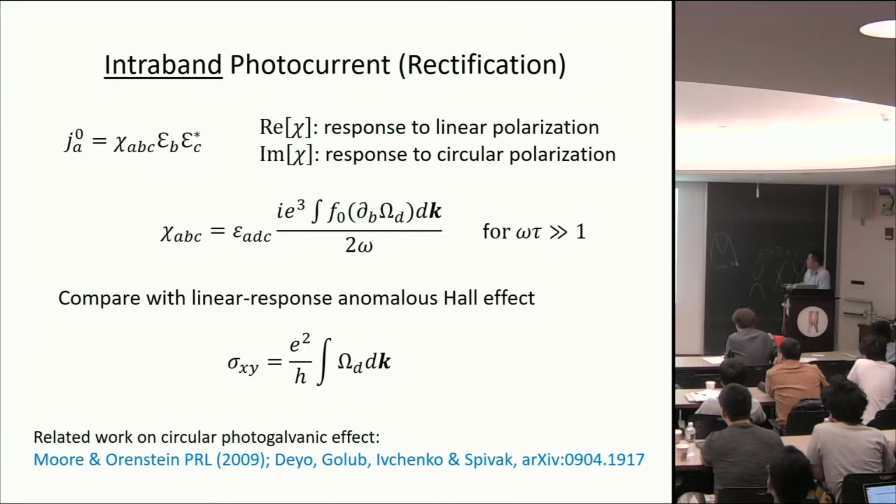So in other words, there is a dissipationless photocurrent purely coming from the Berry curvature dipole of the Fermi surface. And this is the analog of the anomalous Hall effect at the level of linear response. And this was first pointed out by these two papers, that circularly polarized light can generate a DC current due to these Berry curvature effects.